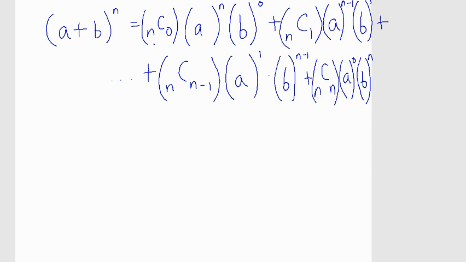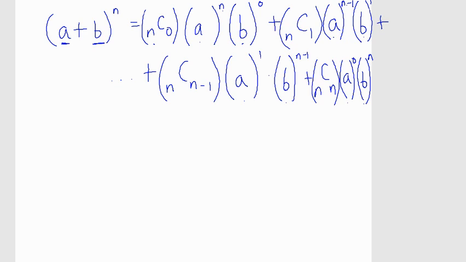The a term starts off as a to the n, then goes to a to the n minus 1, so it decreases by 1 all the way till we get to the end of a to the 1, a to the 0. So the a term, the first term in the binomial, starts off with an exponent of n and then decreases by 1 every time. And then we've got the b term, which does the opposite. We start off with a power of 0 and increase by 1 until we get to the end, and the a and b exponents have effectively switched from the beginning. So this b term starts off at 0 and increases its exponent by 1.